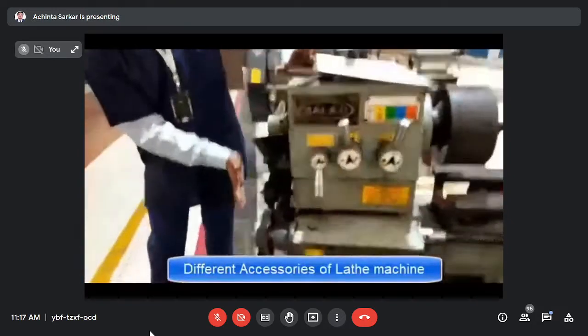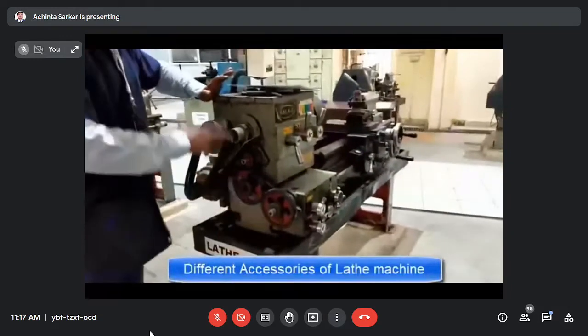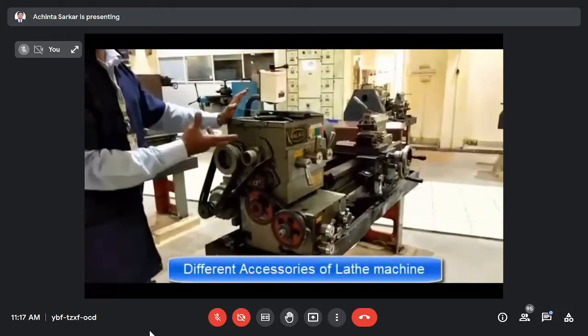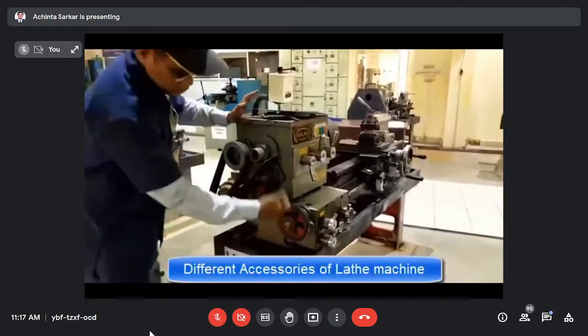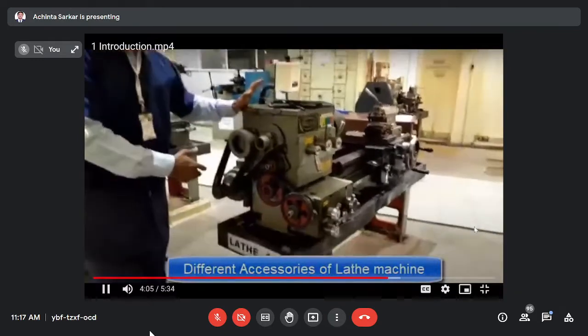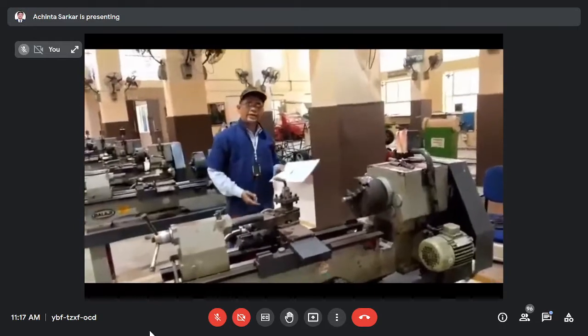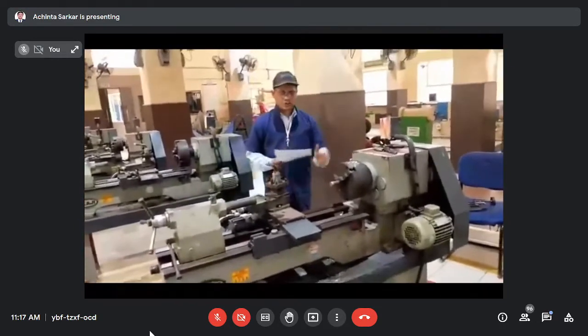It is assembled at the back side of the headstock and helps to rotate the lead screw, and by rotating the lead screw you can perform a threading operation. This works as an accessory machine. Now we have to prepare an experiment with the help of these machines, and these are different tools.